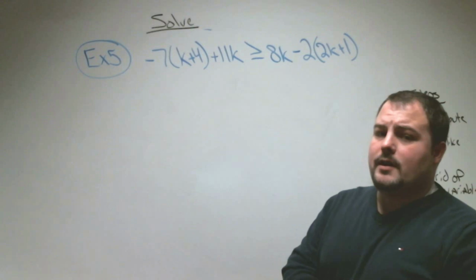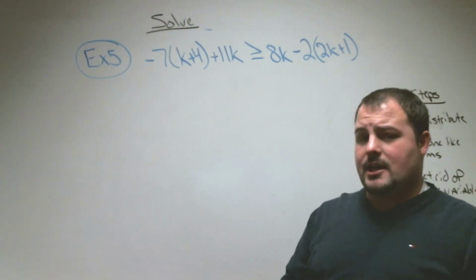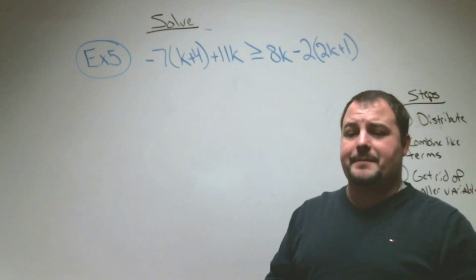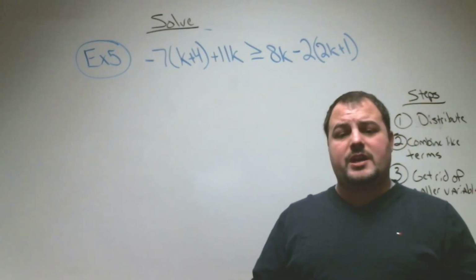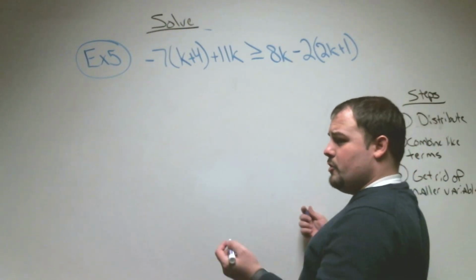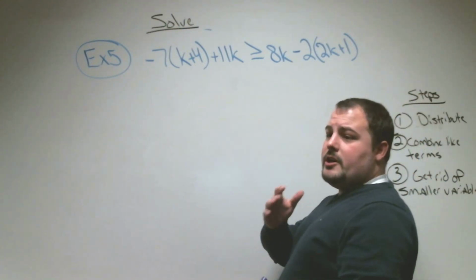All right, in example 5, we're going to look at special solutions that can happen. So we're going to solve this, and we're going to see that there's a special solution that's going to happen. And we're either going to get a true statement or a false statement. So let's go ahead and first distribute this like we would a normal problem. So we're just going to go ahead and distribute.